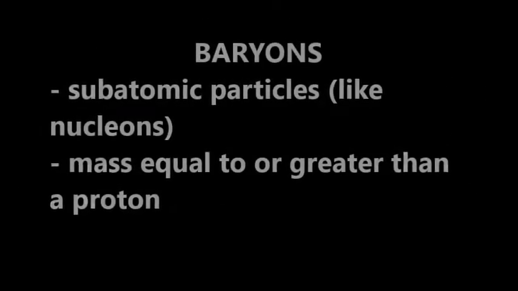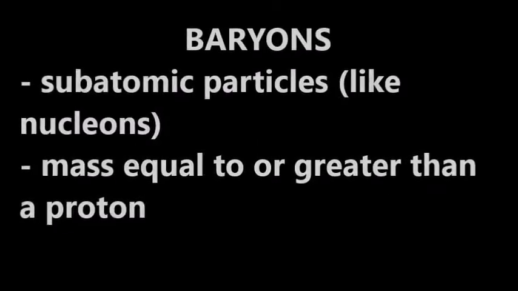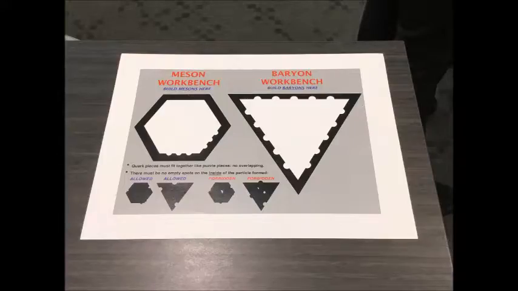Baryons, which are subatomic particles like nucleons, have a mass equal to or greater than that of a proton. Now, the purpose of this lab is to show how the different quarks can come together to form mesons, represented by this hexagon, and baryons, represented by this triangle.